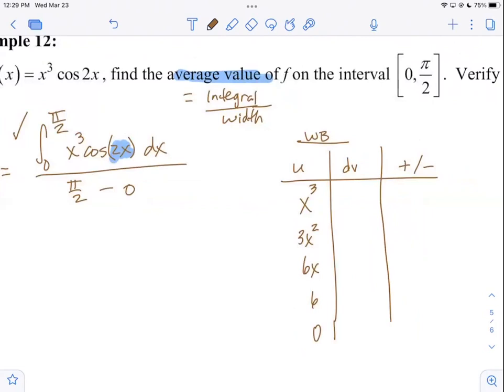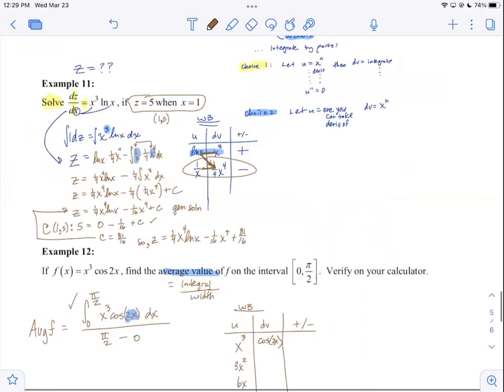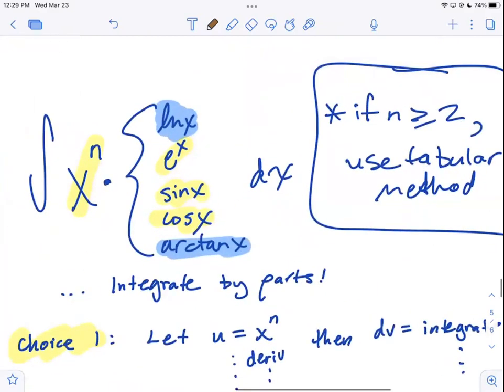But if I call u x cubed, I would have to call dv cosine of 2x. And I can only accomplish that if I know what the antiderivative of cosine is. Do I? Boy, howdy, do I. And that's why these fit this mold right here, because we can keep going successively with antiderivatives of sine of x and cosine of x, and especially e to the x, all day long.